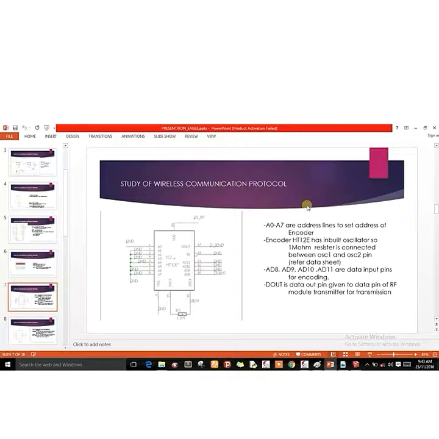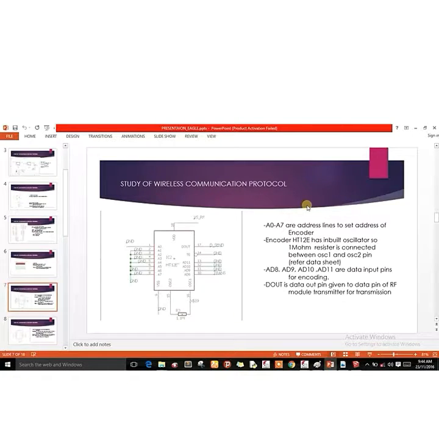AD8, AD9, AD10, AD11 are the data input pins for encoding, of which we connected only the AD8 pin to transmit, because the controller pin P2.3 is a transmitter pin which is connected to AD8. Dout is the data out pin, given to the data pin of the RF module for transmission purposes.